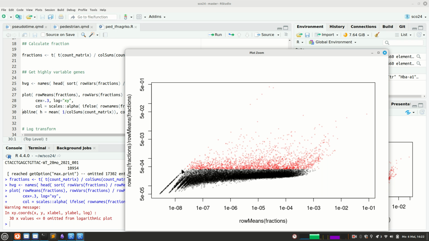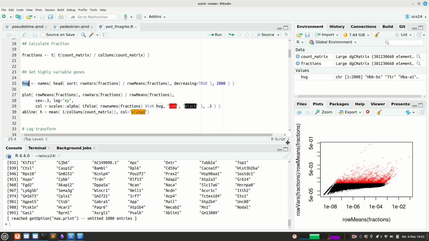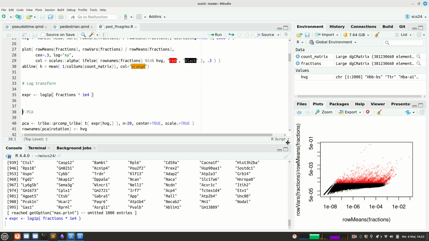And I took the top 2,000 of these genes and stored them here in this list of highly variable genes, as I called them. Again, what we did last time, we multiply these fractions with some arbitrary scaling factors and then add one pseudo count. This was this log1 plus function in order to get expression values. And I use this log1 plus in order to make sure that what used to be a zero count is now still a zero count, so that we are still in a sparse matrix.